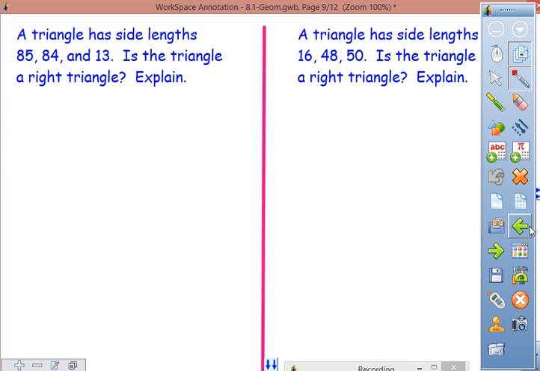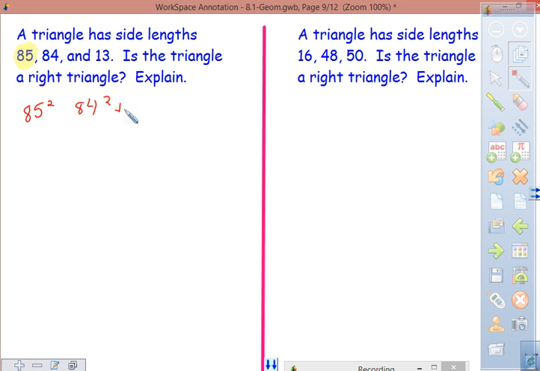A triangle has lengths 85, 84, and 13. So that means that the 85 has got to be the hypotenuse. That means it's the largest. So I'm going to do 85 squared compared to 84 squared plus 13 squared. And you have to do c squared first. So 85 squared is 7,225. And the sum of these two gives us 7,225. So if we compare them, these are equal, so what kind of triangle would this be? Right. And they asked us, is it right? So yes, because that holds.